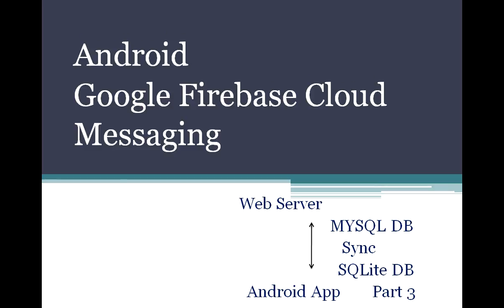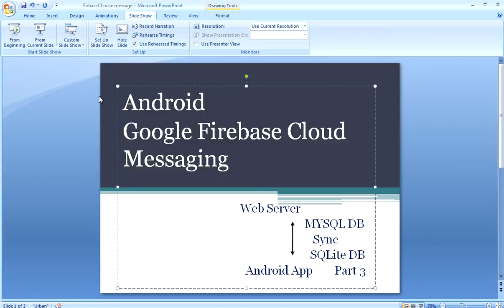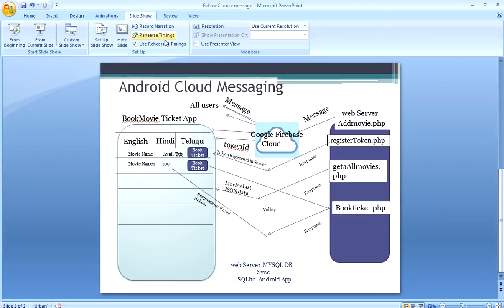Welcome back, and we are discussing Google Firebase Cloud Messaging, and we are developing an app to explain syncing data between a SQL and SQLite database. In the previous session we completed this part: get all movies PHP, and then get data, and it's loaded into the SQLite database. Now the data in the SQLite database is loaded.